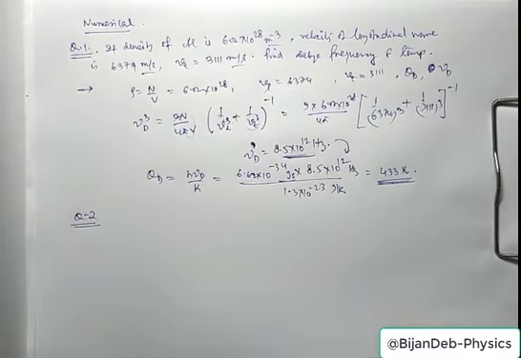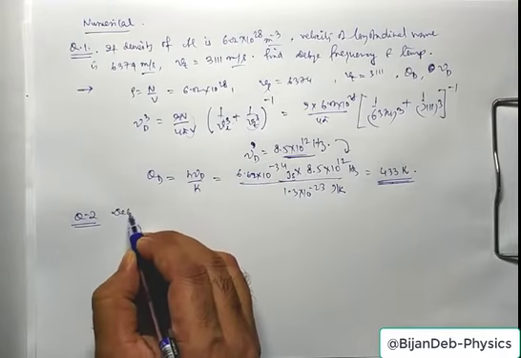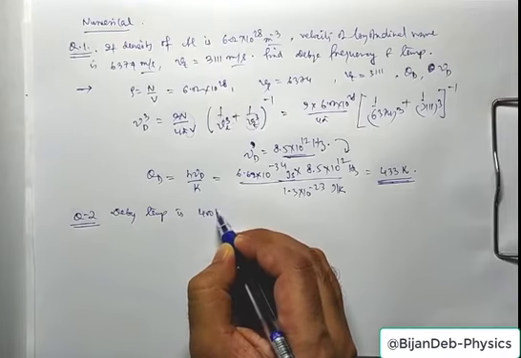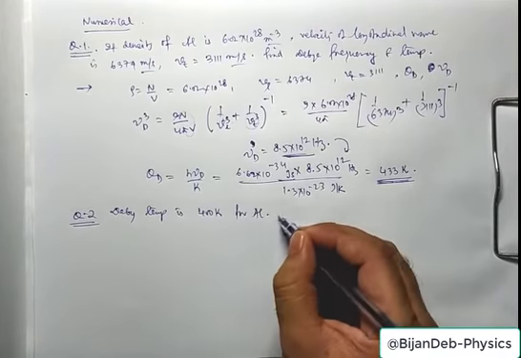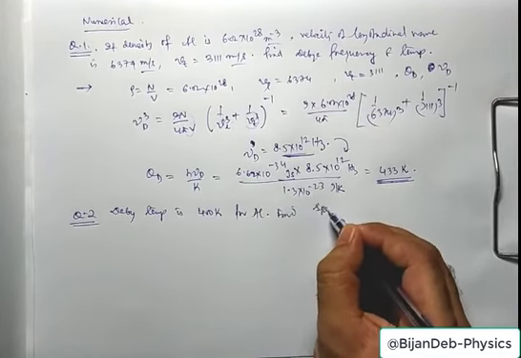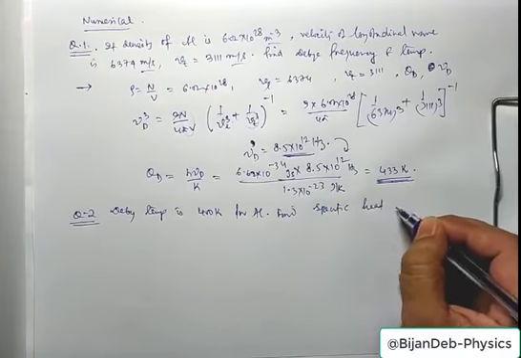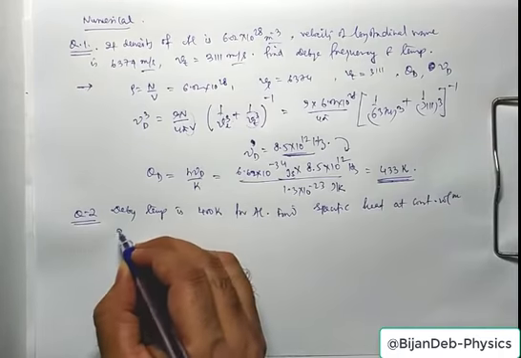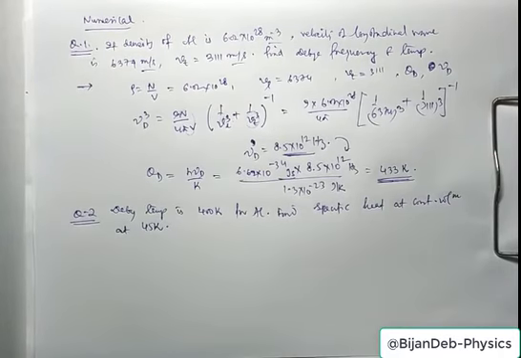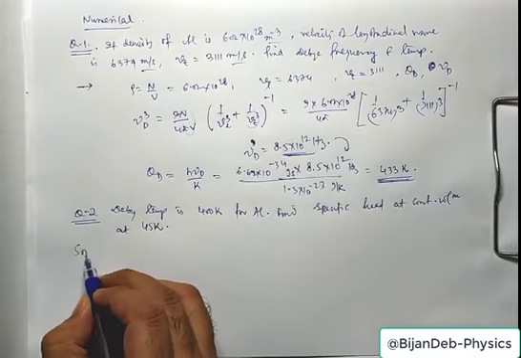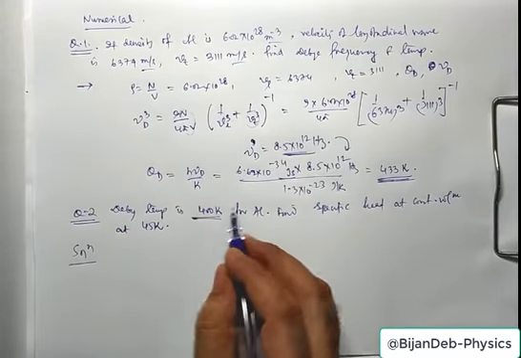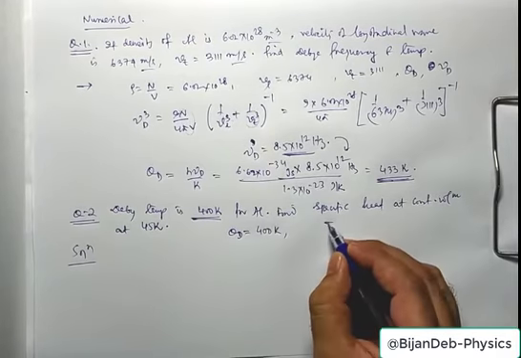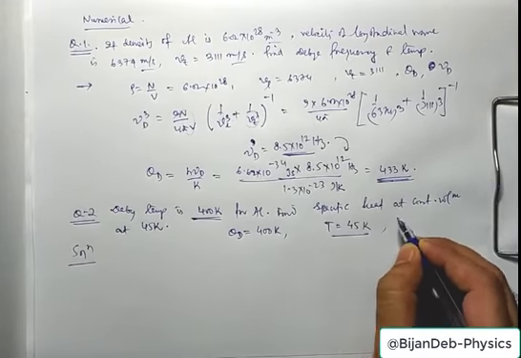The second question: the Debye temperature is 400 Kelvin for aluminium. Find the specific heat at constant volume at 45 Kelvin. So solution: you see what is given. Only the Debye temperature, theta D, is given as 400 Kelvin, and T is given as 45 Kelvin. You are asked to find Cv equal to what.